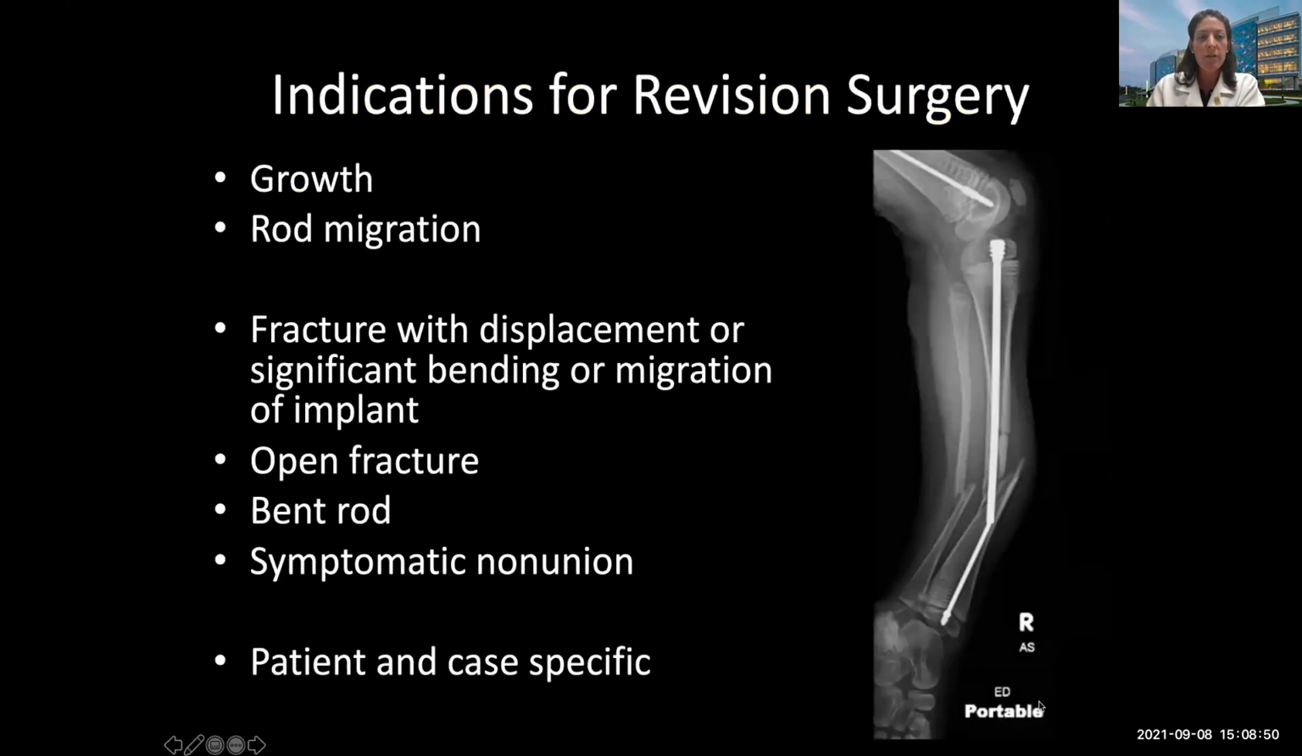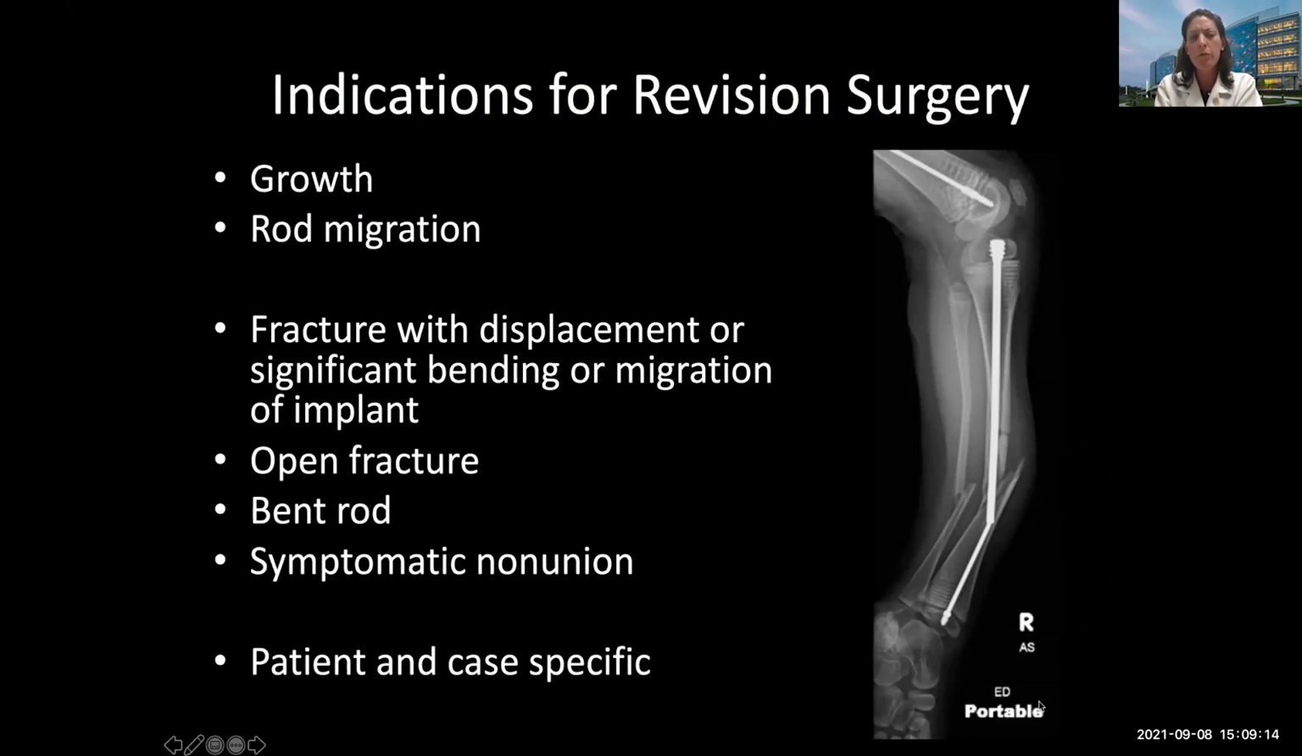Moving on to revision surgery. Some of the most common indications to be doing a surgery in a revision setting would be growth. And growth is actually a positive reason to be doing a revision surgery. It means that the child is growing and developing nicely, and that's a positive reason to be revising a long bone rodding.